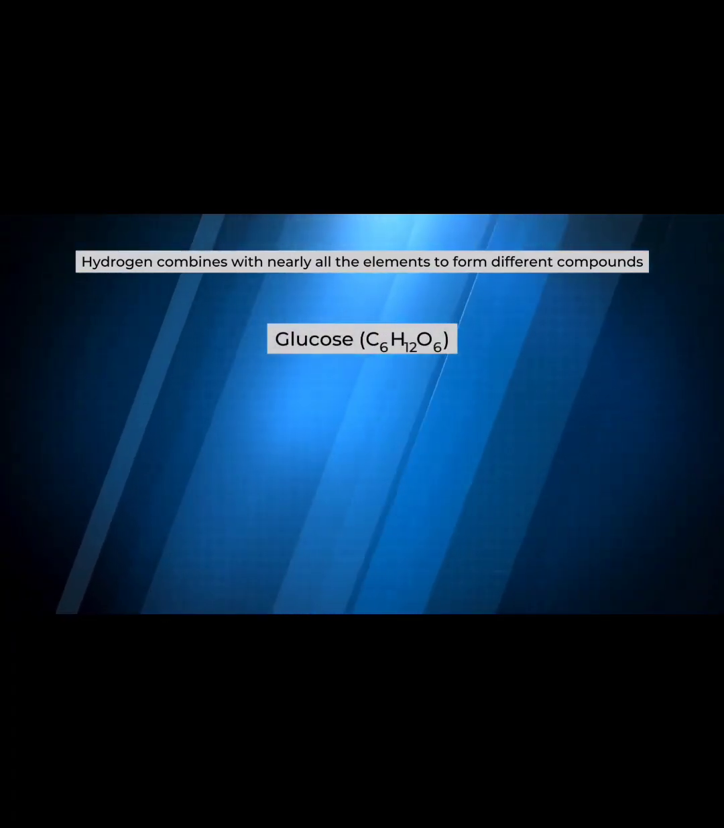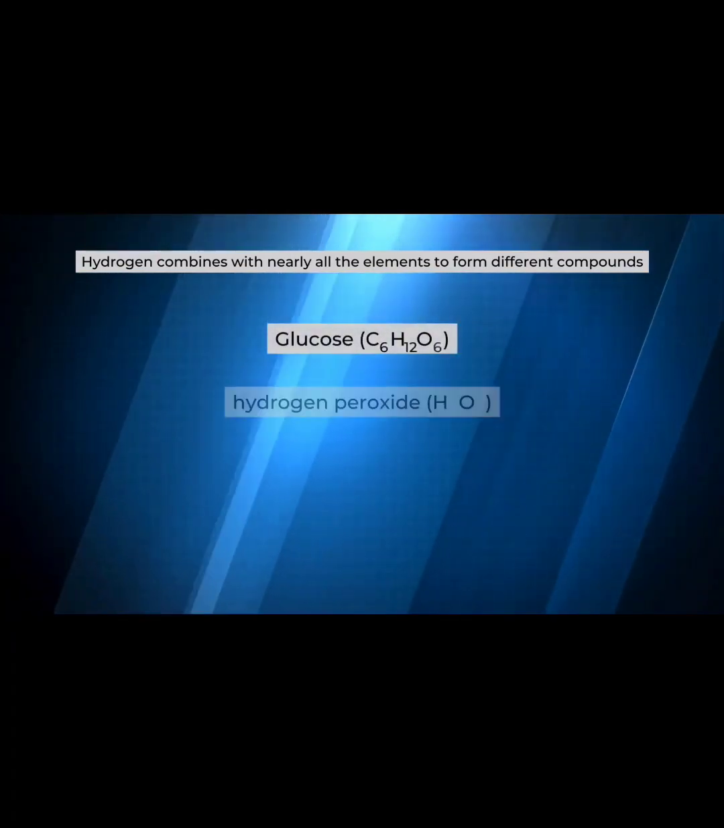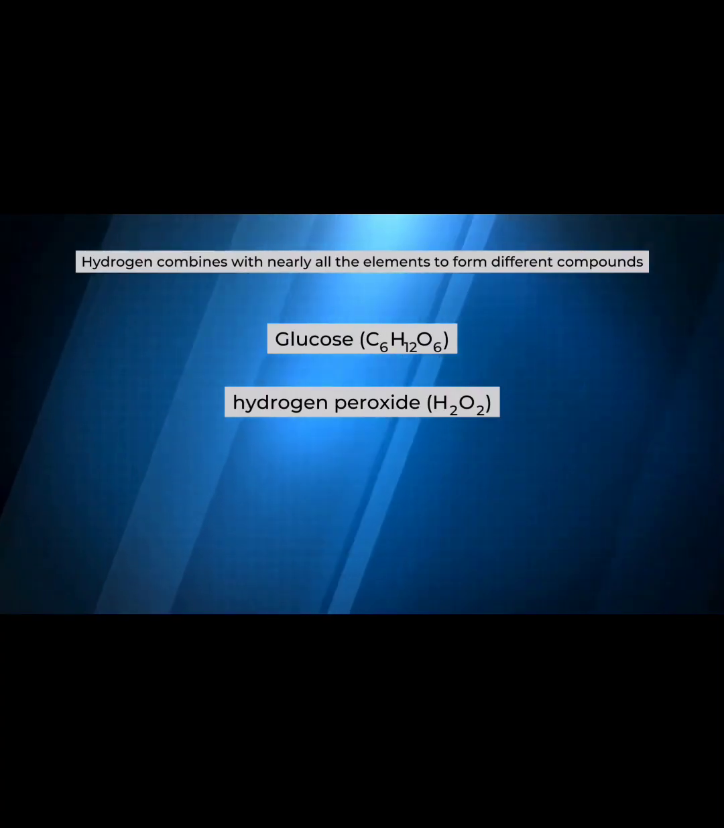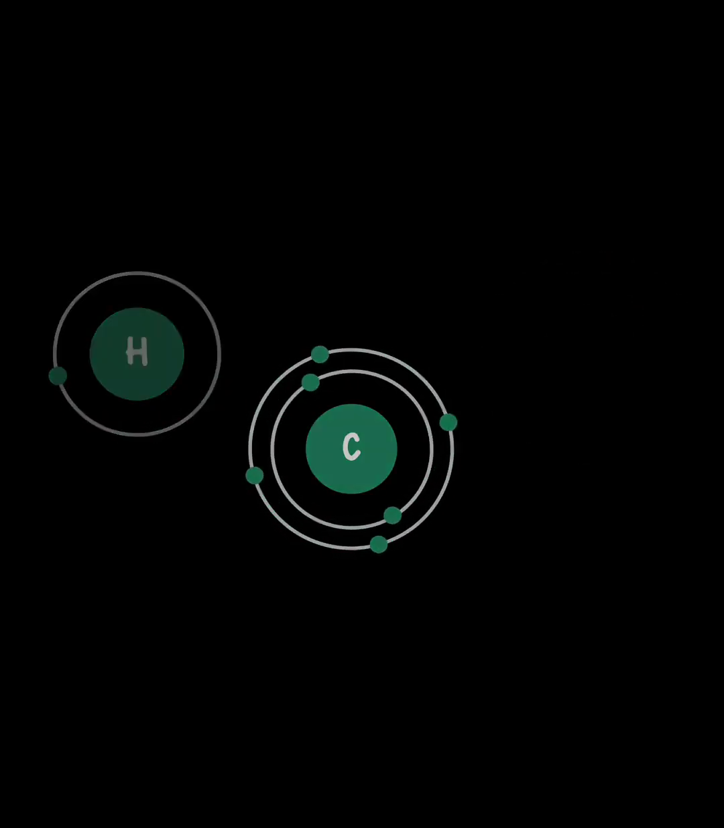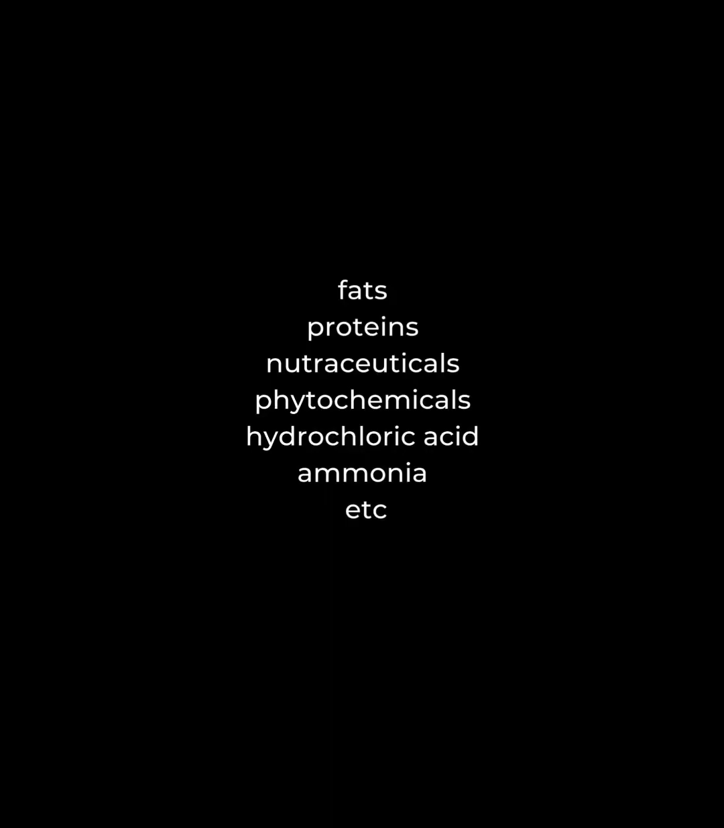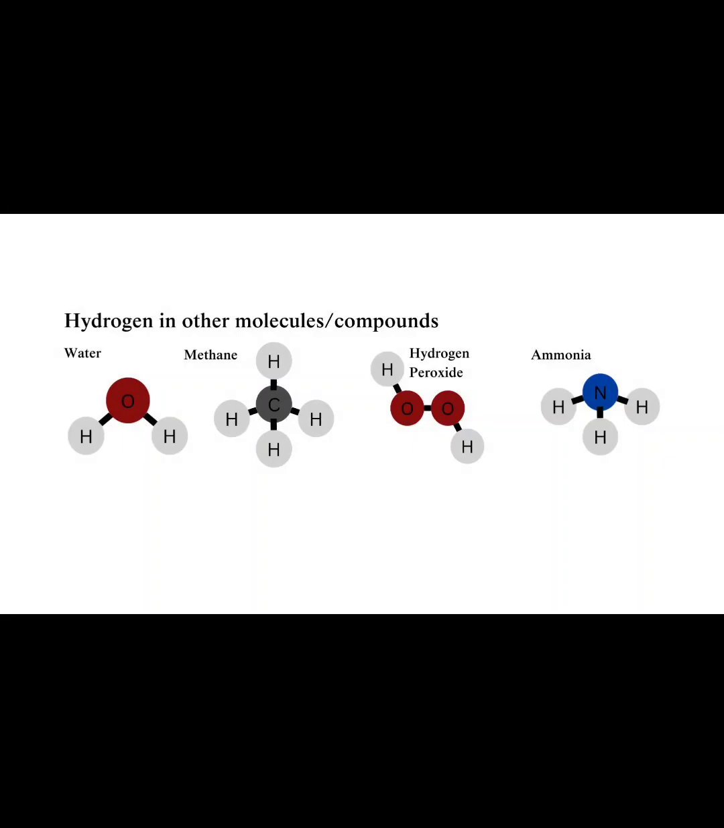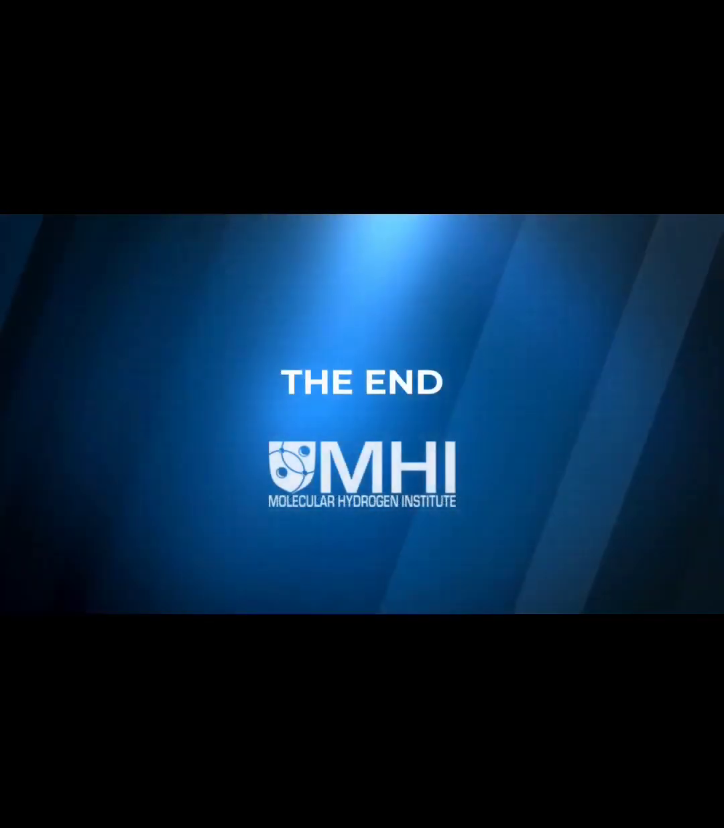You'll remember that the molecules and compounds of glucose, C6H12O6, and hydrogen peroxide, H2O2, both contain hydrogen. In fact, most biological compounds contain hydrogen, carbon, and oxygen, such as those mentioned above, as well as fats, proteins, nutraceuticals, phytochemicals, hydrochloric acid, ammonia, etc. The hydrogen is chemically bonded to the other atoms via polar or nonpolar covalent bonds.